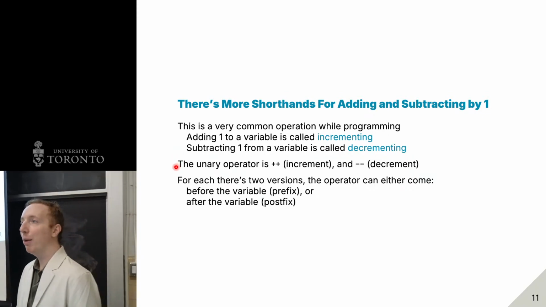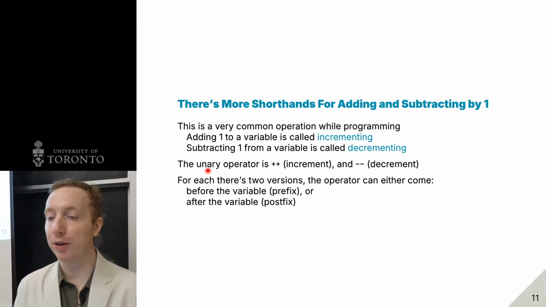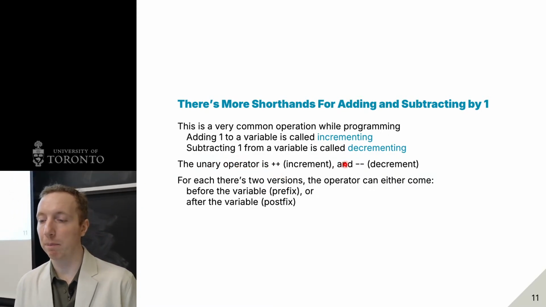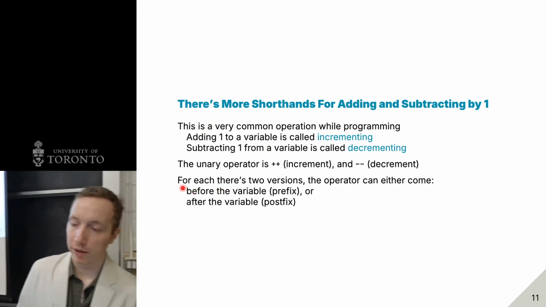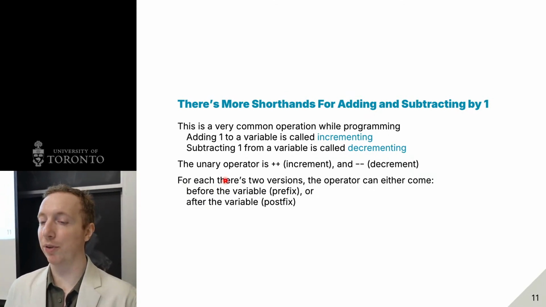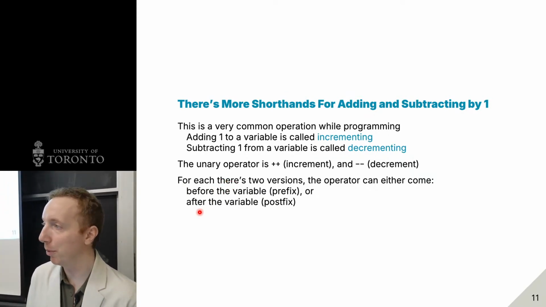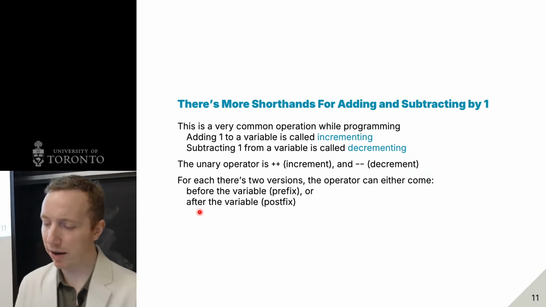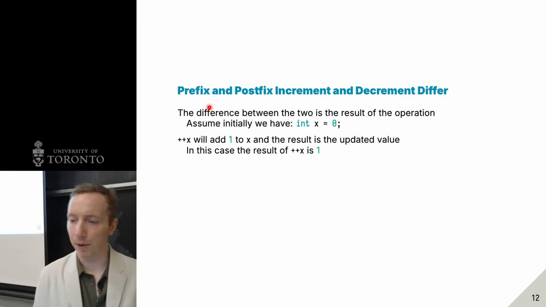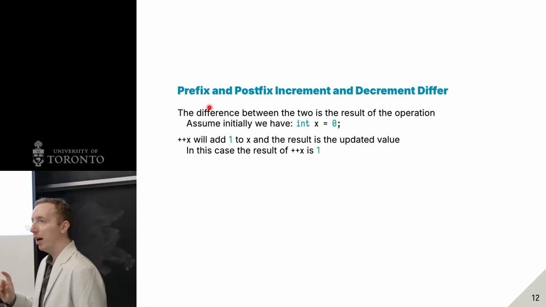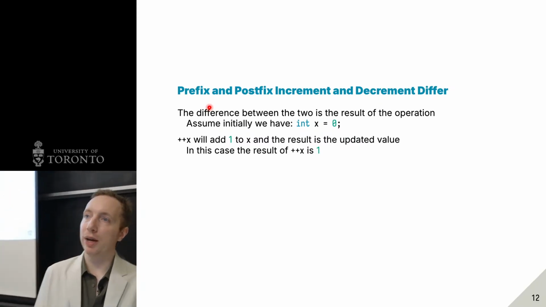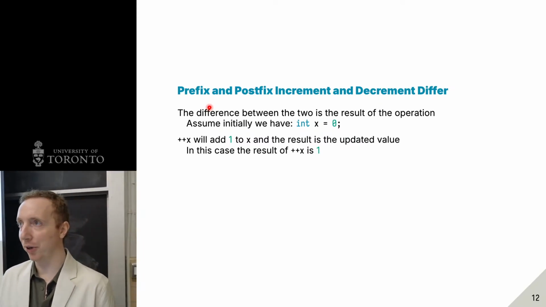In C, there are operators specifically for this. It's a unary operator, and I can do plus plus and minus minus. There are 2 versions: the operator can either come before the variable name, which is called prefix, or after the variable, which is called postfix, and they behave slightly differently. They're both supposed to update that value by 1. The difference between the two is the result of the operation.